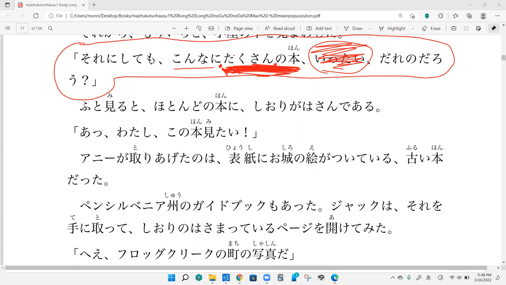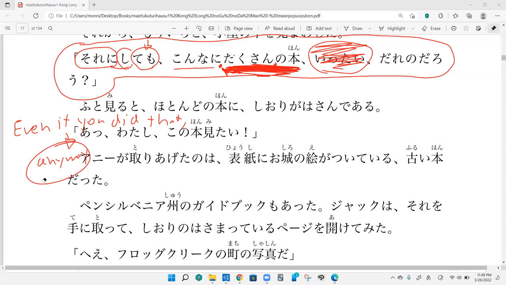So それにしても is interesting because this is another one of those that if you break it up, it kind of makes sense, but it doesn't sound good in English at all. It is even if you did that. But if you were translating this into English nicely, we'd say anyway. Anyways. Yep, anyways. Because even if you did that, it doesn't matter. So the temo is the even if. Shi is to do, and sore ni is that. So even if you did that, but anyway is how we would say it in English.